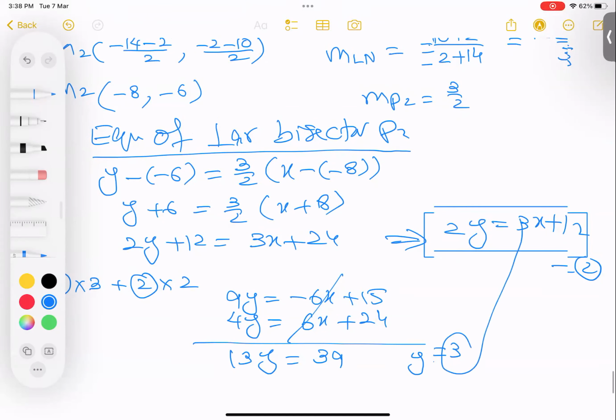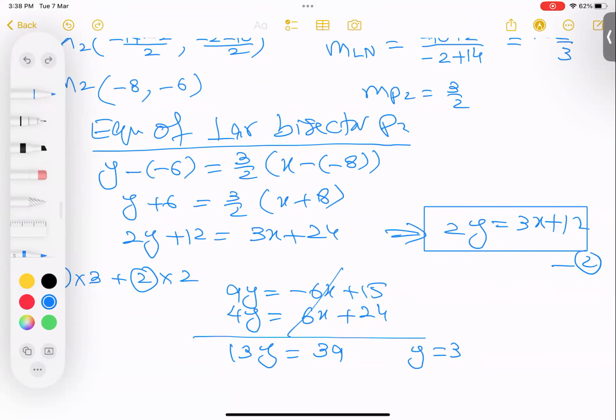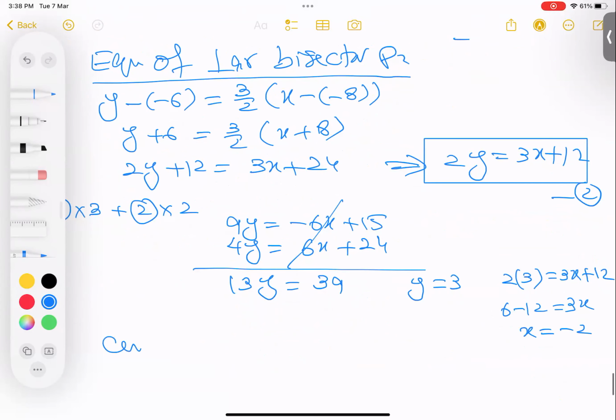And this 3, I'm going to plug in here. When I plug it in there, what happens then, students? So 2 times 3 equals 3x plus 12. I got 6, and 6 minus 12 equals 3x. And I got here negative 2. Let me recheck, this is minus 6. Yeah. So the center of the circle turns out to be negative 2 and 3. Alhamdulillah Rabbil Alameen.